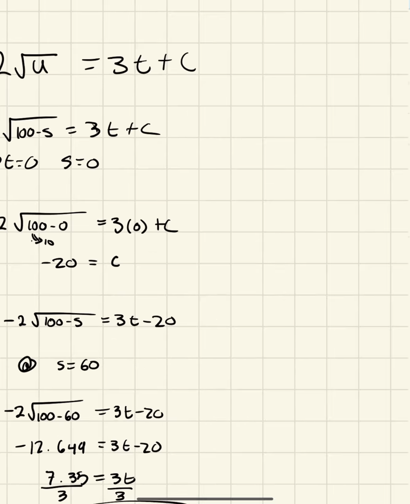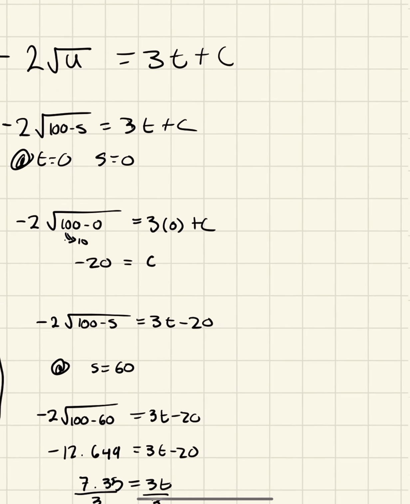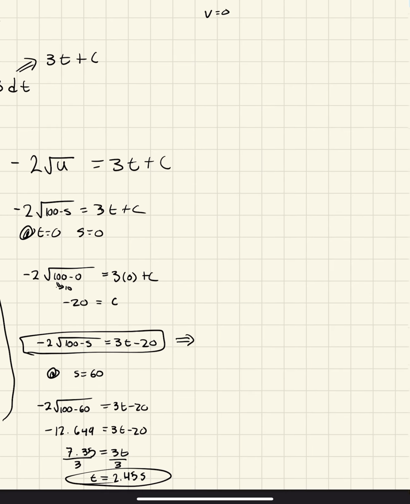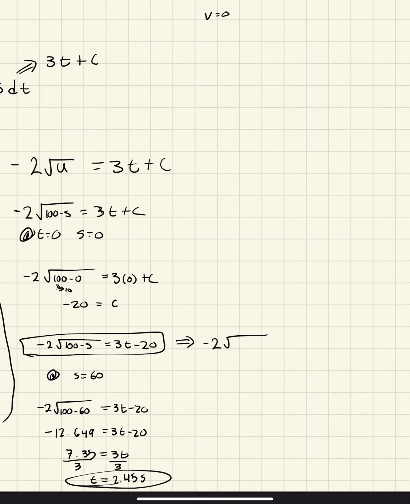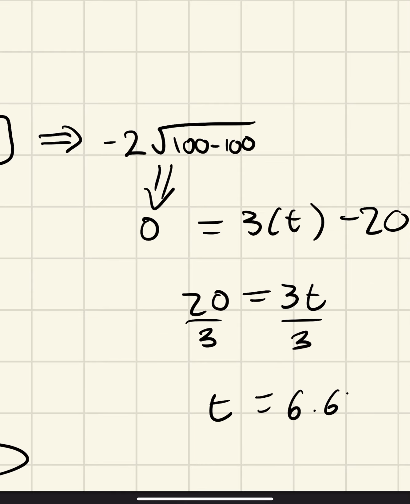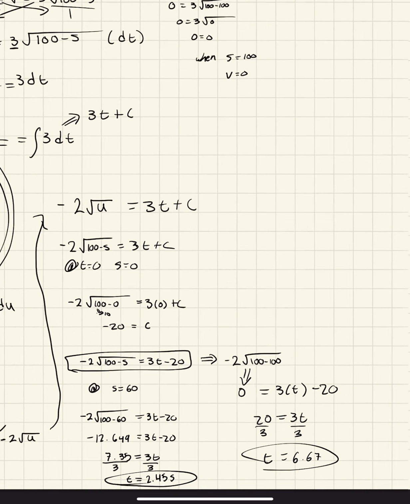So what we can do is go down here and plug 100 into our equation right here. Negative 2 root (100 minus 100), so that goes to 0, is equal to 3 times t minus 20. That means 20 equals 3t, divide by 3, divide by 3. t is equal to 6.67. And there you go, that's your answers for this problem.